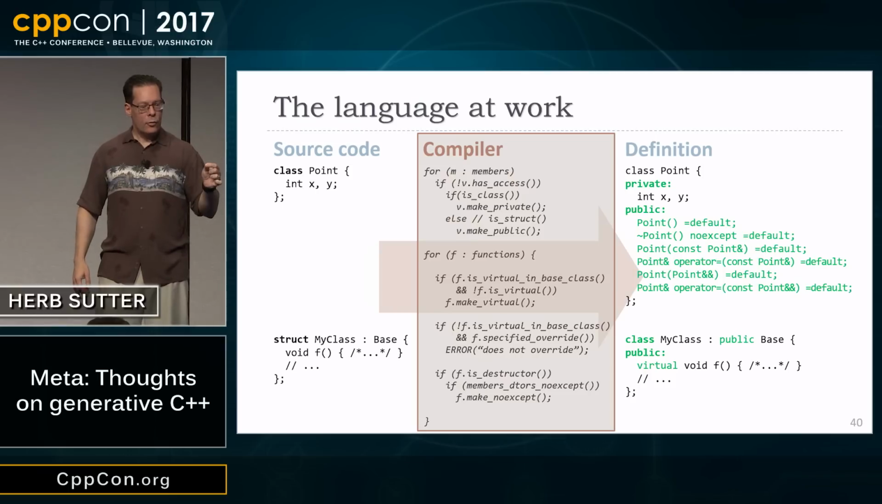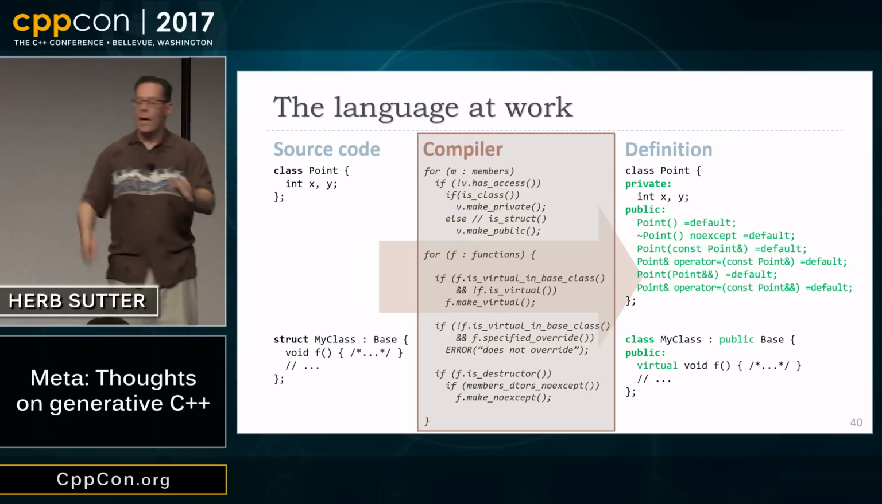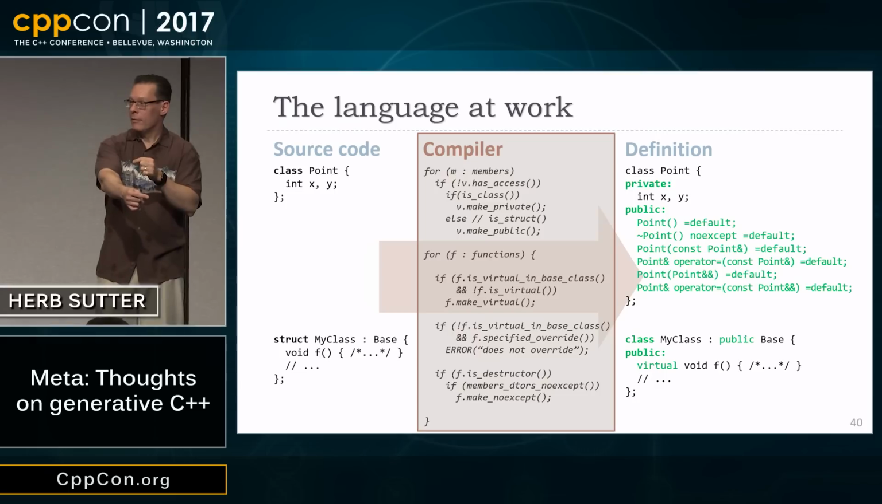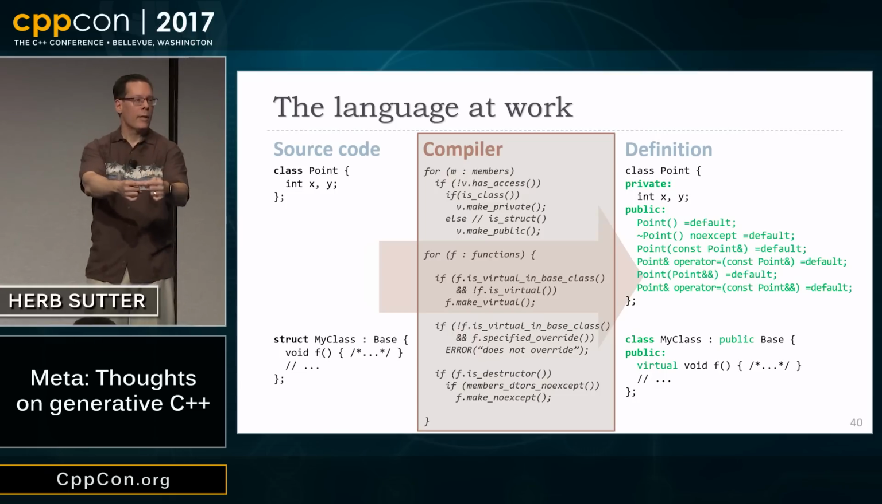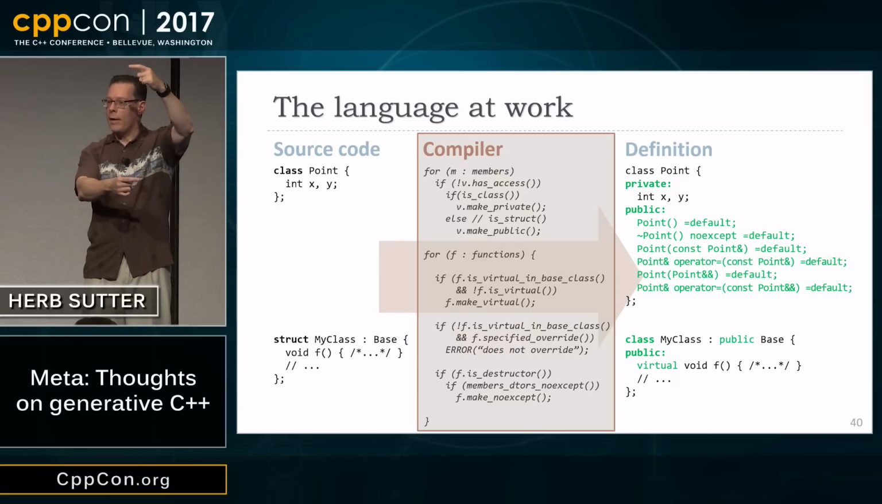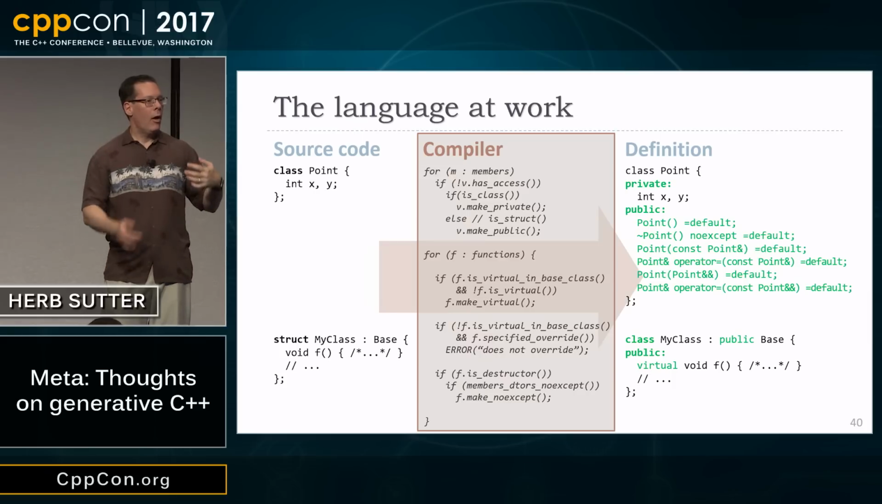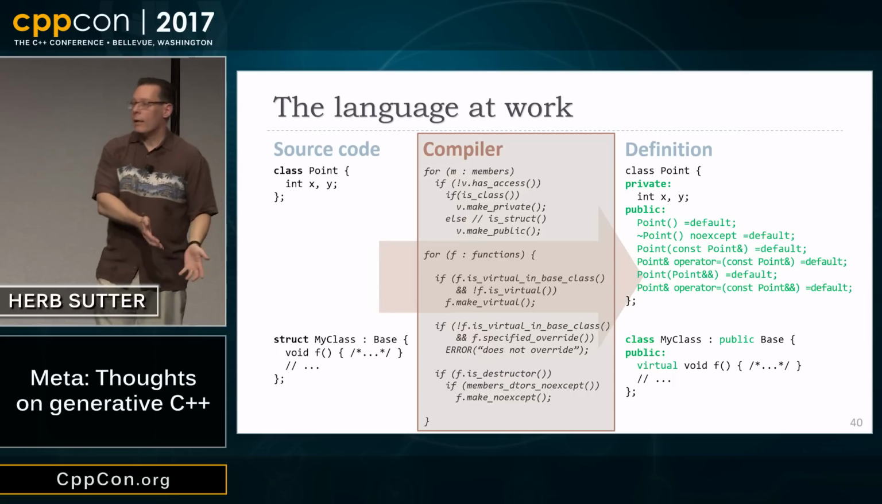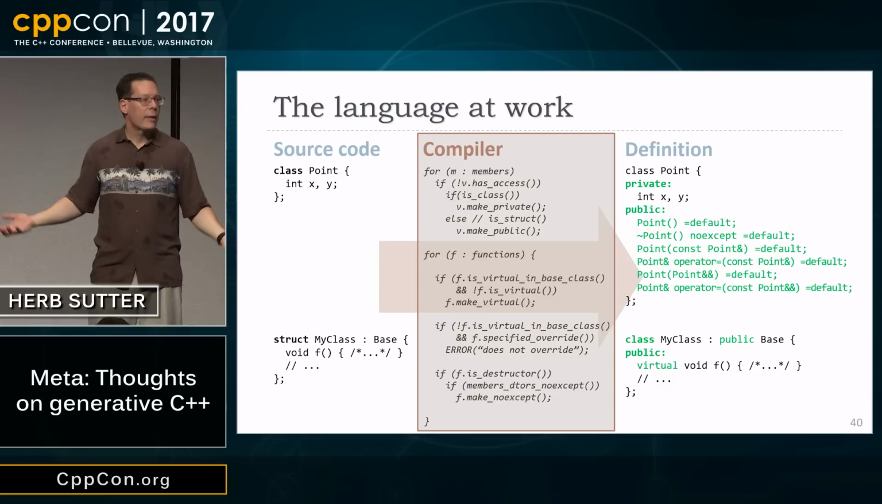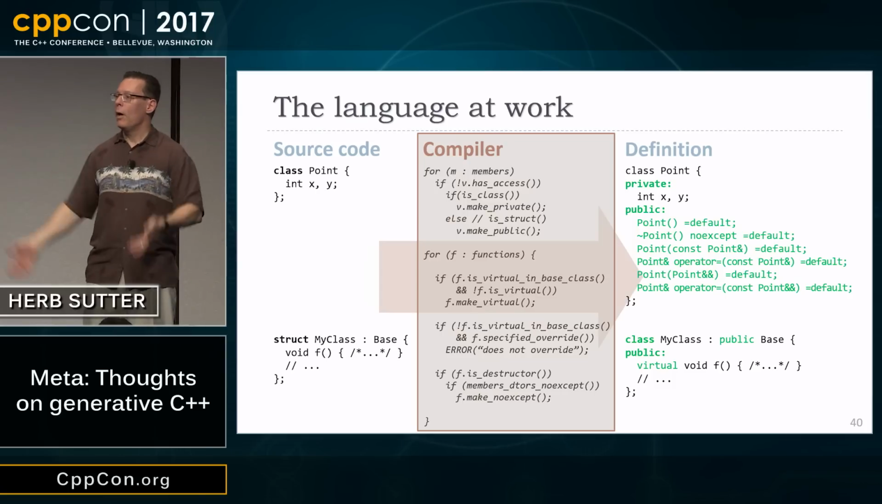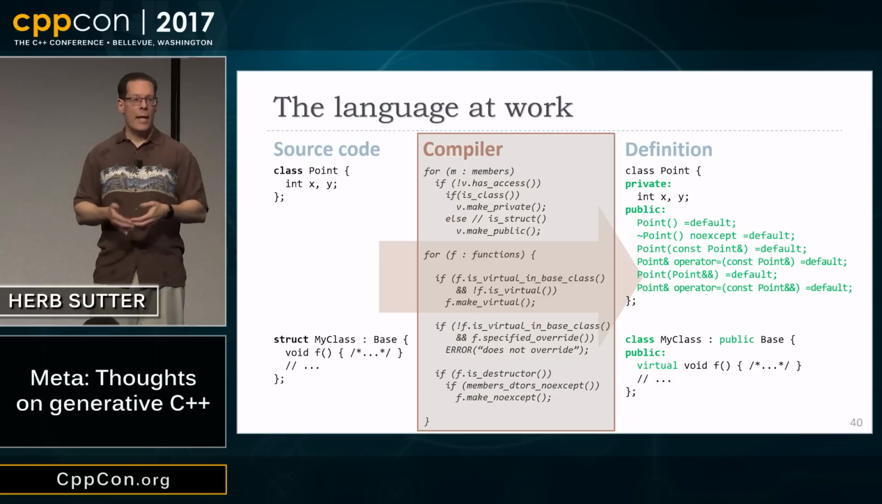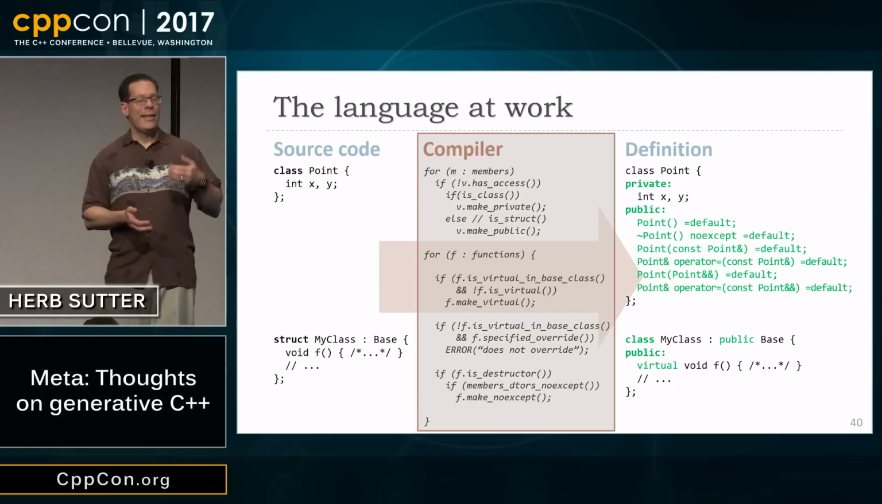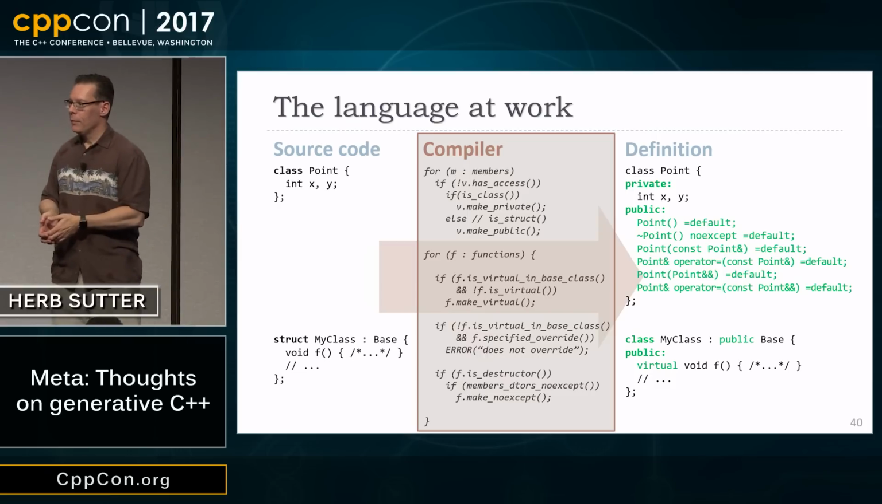If it's not virtual in the base class, but they said override here, then emit an error. You wrote a function that says override, but it does not actually override a function in the base class, right? And so on. All of these rules in the middle are already things we use every day. They're in the standard, they're in compilers. Today they are written as standardese, and they are implemented by compiler writers.